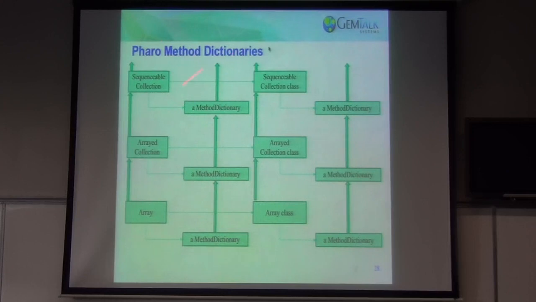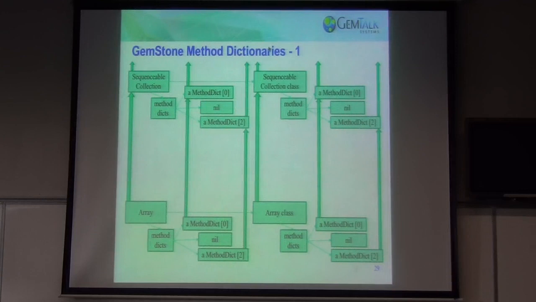Well, again, in Pharo or traditional Smalltalks, you would have a hierarchy of classes, and each class has one method dictionary. And there's a lookup chain. So we start with array in this method dictionary. If we don't find what we want, we go to arrayed collection, and then we go up to sequenceable collection, and so on up to object.